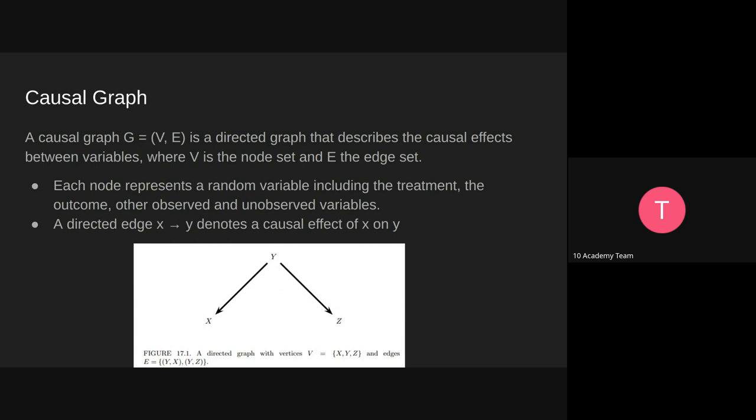Another thing that we want to define is a causal graph. You already know what a DAG is, right? A directed acyclic graph. It's a graph that has nodes and edges and doesn't have any cycles within it. But in the case of a causal graph, the nodes are the variables and the edges represent the relationship between them. The arrow from Y to X means that Y is causing X, and Y is causing Z in this case. So this is just the definition of a causal graph.